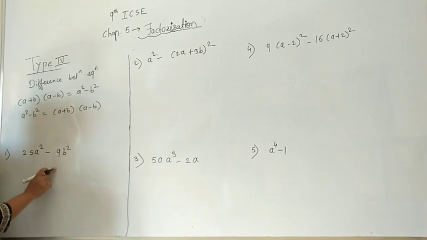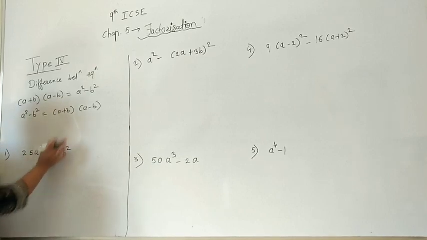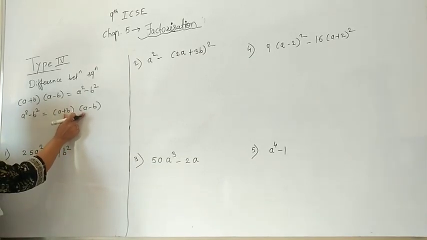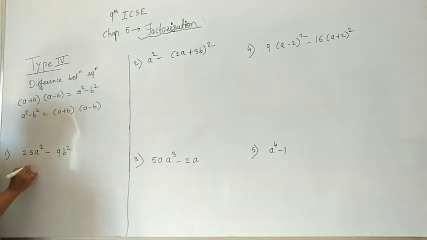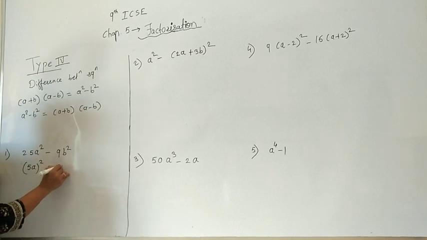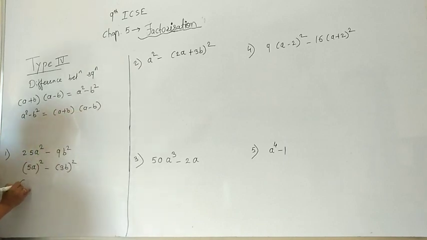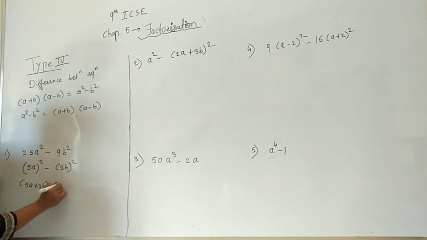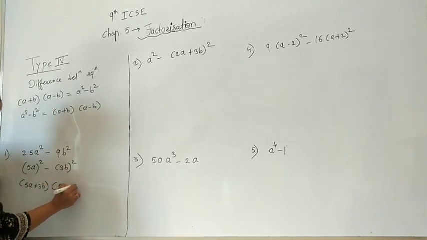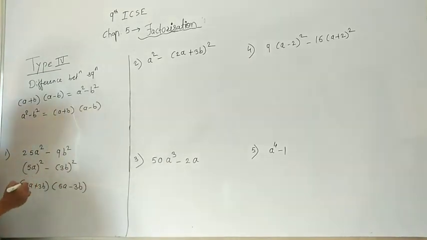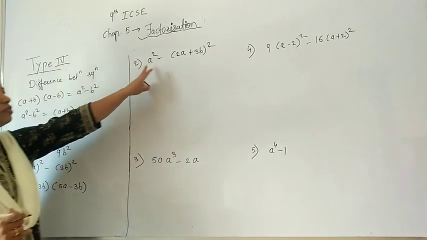Question number one. In this question, first of all we have to find out the root, and then we have to factorize like this. Find out the root first, which is 5a, and 9 means 3b, bracket square. Now we factorize like this: 5a plus 3b, another bracket, 5a minus 3b. Right? Okay.